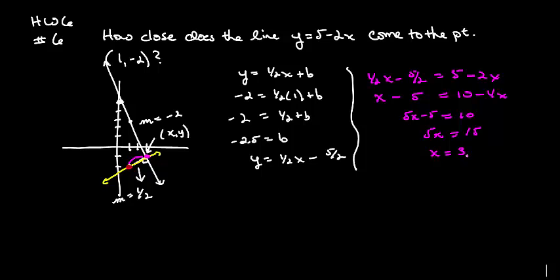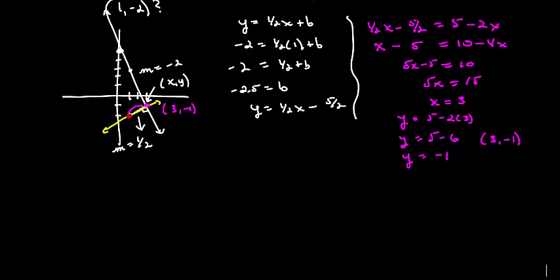Now if x is 3, then we can plug that into either one of these two equations. This one up here probably being the easiest. And so we get y is equal to 5 minus 2 times 3. So y is equal to 5 minus 6. So y is negative 1. And that looks like it possibly is down at a height of negative 1. So it looks like positive 3, negative 1 is where they intersect.